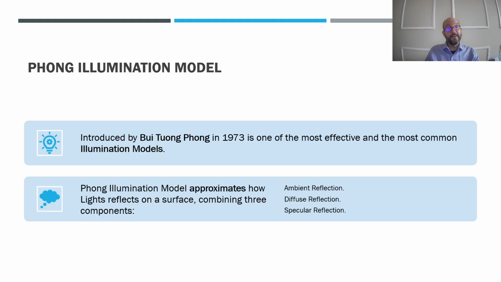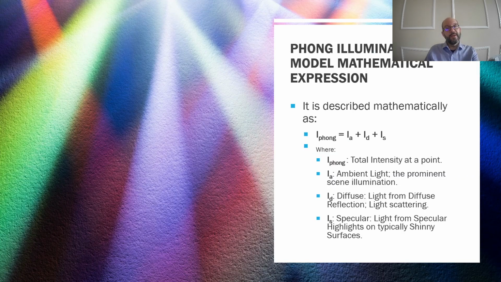illumination model. The Phong illumination model was introduced in 1973 by Phong, and it combines three different components in order to approximate the real light conditions in a computer graphics scene. These are the ambient reflection, diffuse reflection, and specular reflection. Described mathematically, the sum of ambient, diffuse, and specular light creates the Phong intensity, or total intensity, at a specific point.